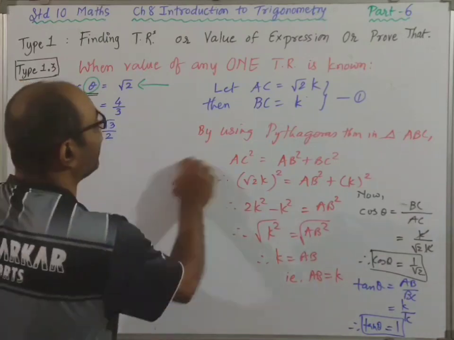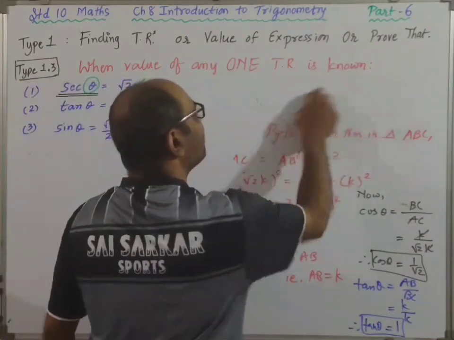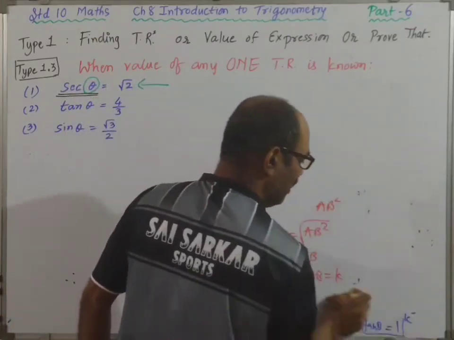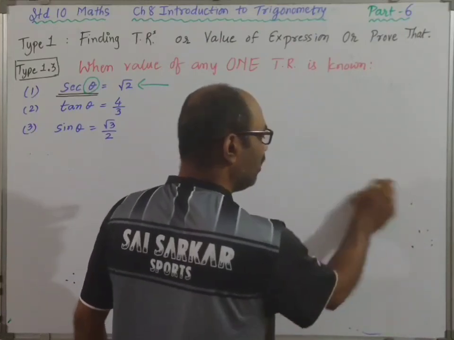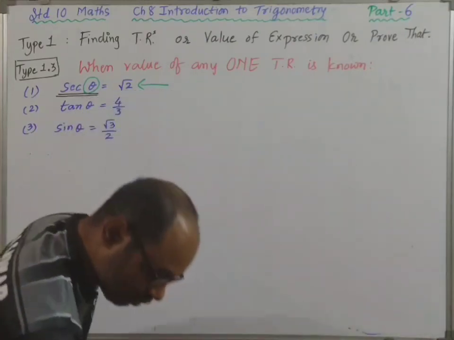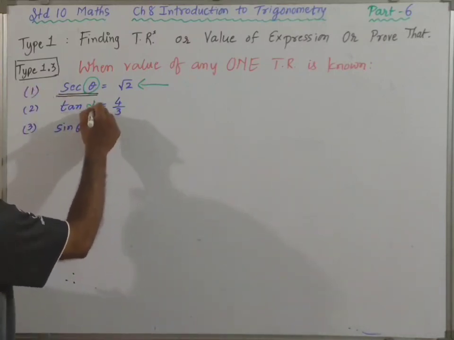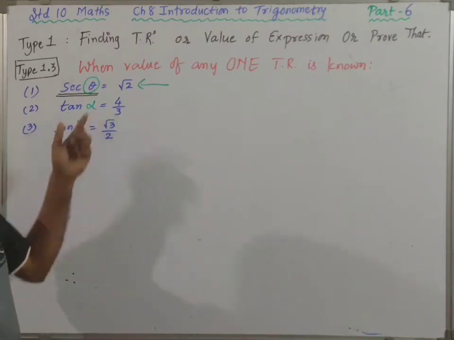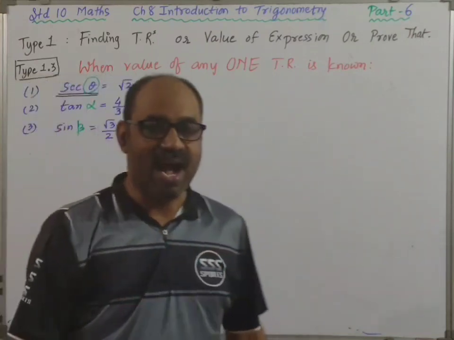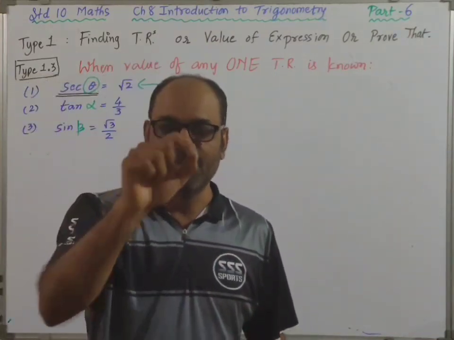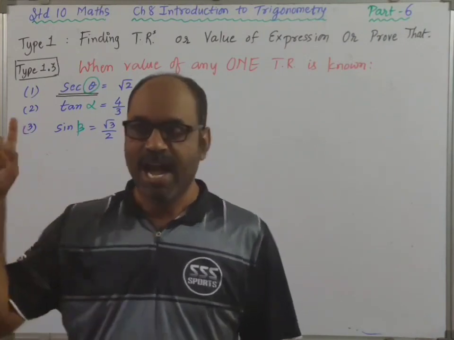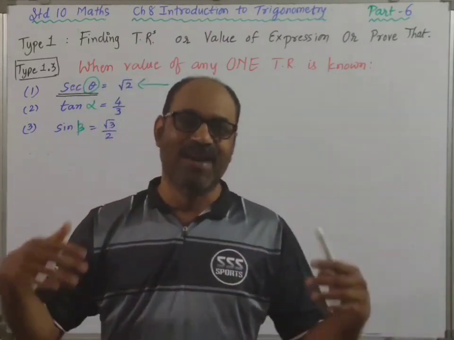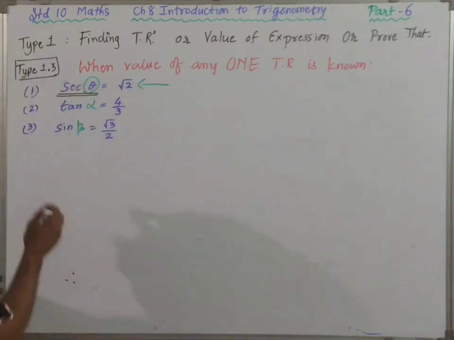Children, instead of taking theta everywhere, I'll just change the angle and use another Greek letter, alpha. I'll just change this theta to alpha and this one to beta. So, what is the situation? Out of 6 trigonometric ratios, you know the value of one, and that is tan alpha, which is 4 upon 3. And you have to find the values of the remaining 5. Yes. Easy.